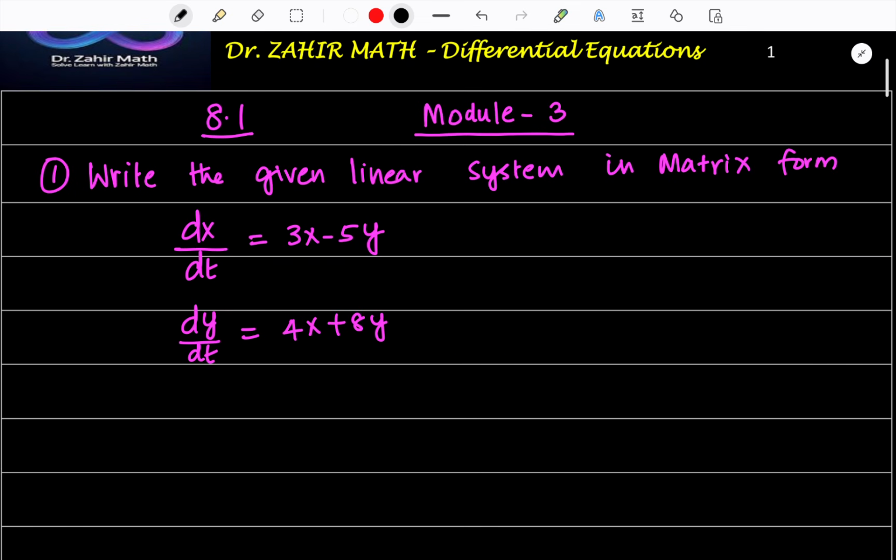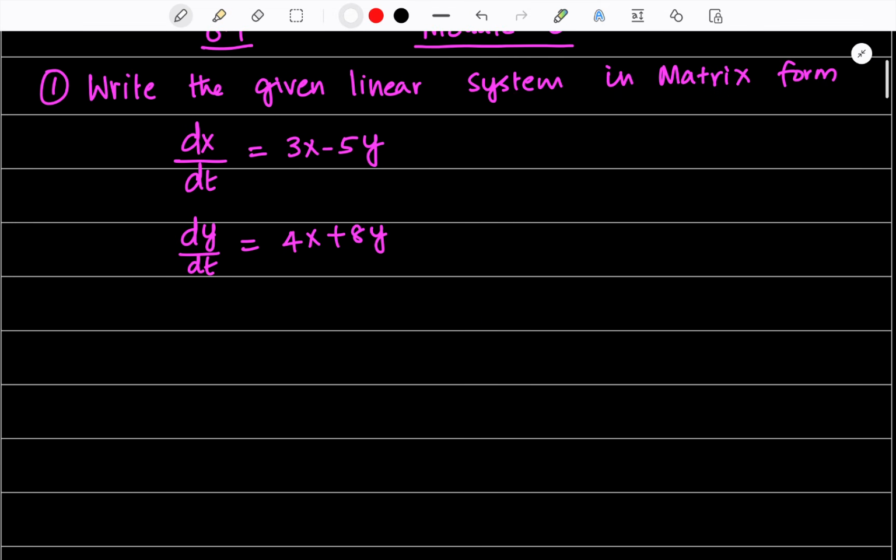Let us start the first question. 8.1: write the given linear system of equations in matrix form. So a linear system is given, dx by dt equals, and you are going to write it in matrix form. This is a linear system of equations, and you are going to write this in the matrix form. So this is the first question.